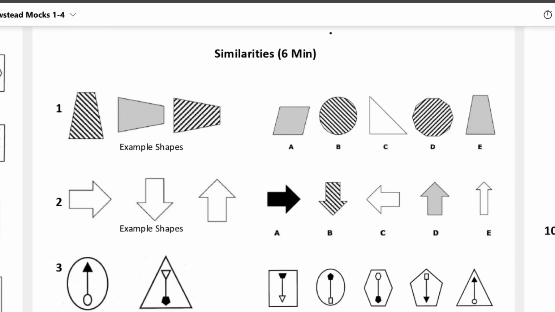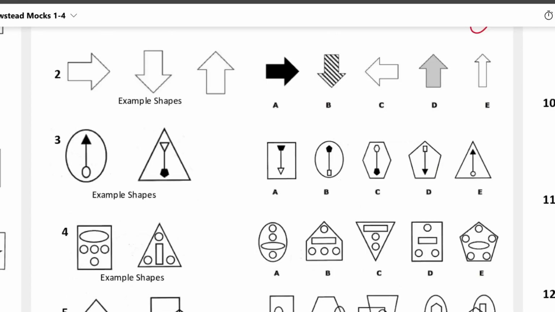Question number 1 of similarities, we always have a trapezium shape. This can cross out all of them and just leave E as our answer. Question 2, we always have this white arrow that is of medium size. We definitely know it's not going to be A or B, and because it's slightly thicker than E, we're going to have C as our answer.